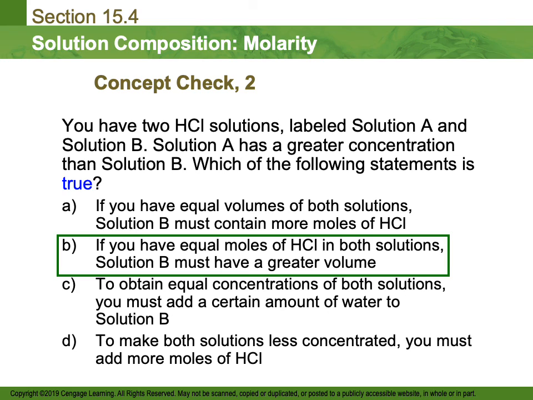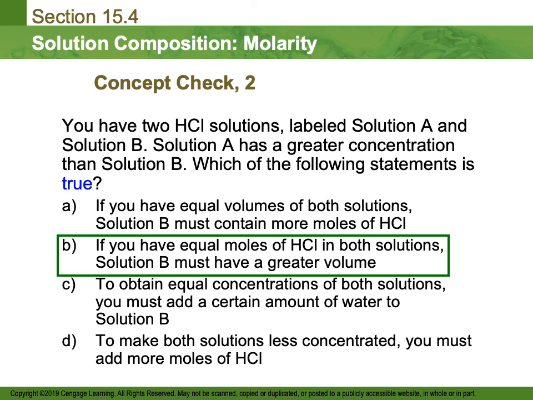But let's keep looking. Letter C says, to obtain equal concentrations of both solutions, you must add some water to solution B. Well, that makes no sense at all, because solution A is more concentrated. So if you add water to solution B, you're just going to dilute it even more. And then the last one, to make both solutions less concentrated, you must add more moles of HCl. Well, that's not right either, because if you add more HCl to the solution, it's going to get more concentrated, not less concentrated. So the correct answer here is letter B, which is indicated.